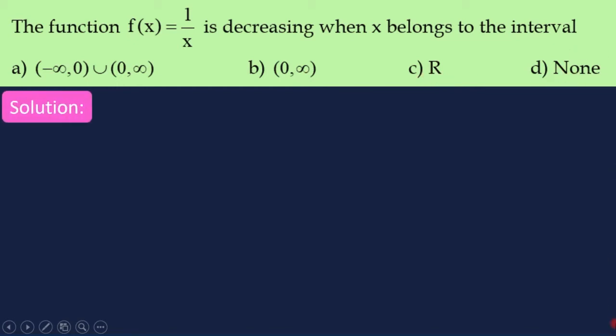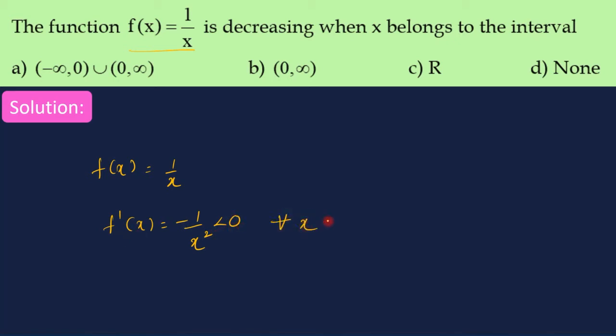Let us find this. Given f of x is equal to 1 by x, now differentiating with respect to x, we get f dash of x is equal to differentiation of 1 by x, which is minus 1 by x square, is less than 0. F dash of x is less than 0 for all x belongs to real, that is R. Therefore, the function is decreasing for all real values. Therefore, the answer is option C.